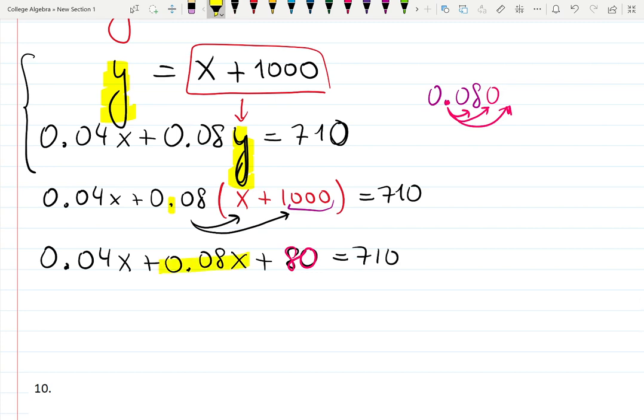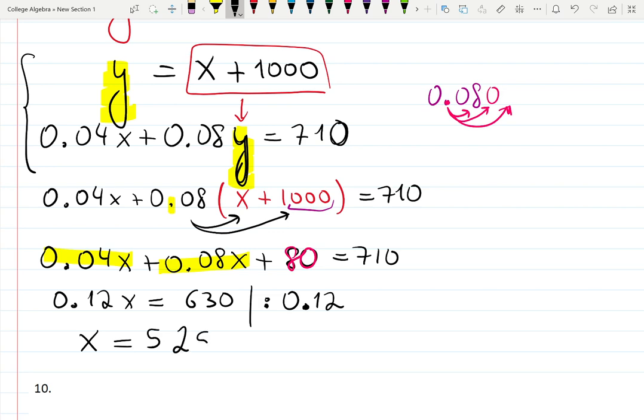Identify the unknowns and collect them together on the left-hand side, and the other stuff on the right-hand side. 0.04 plus 0.08 is 0.12X equals 710 minus 80, that's 630. Last step, divide by 0.12. Use your calculator and you will see that the number will increase because we're dividing by 0.12, that's a decimal. That's a fraction basically, so we're multiplying by some kind of big number. So we're going to have 630 over 0.12, which is 5,250. And that's going to be the answer for X.